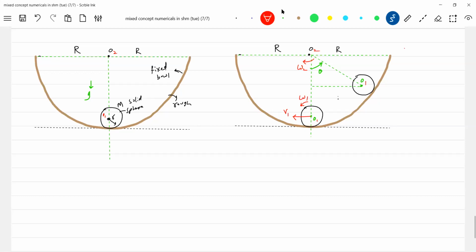So what is V1? It will have two angular velocities. One, it will be spinning about its own axis passing through its center of mass, and the other about an axis passing through point O2. What is O2? O2 is the center of the ball. I think we have already discussed some problems related to this in SHM. So it will be like this.